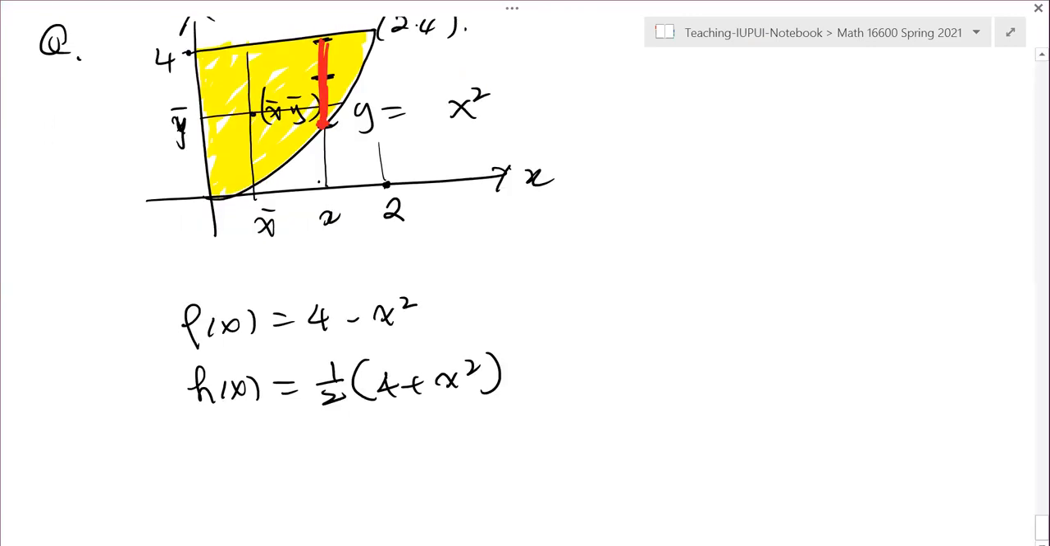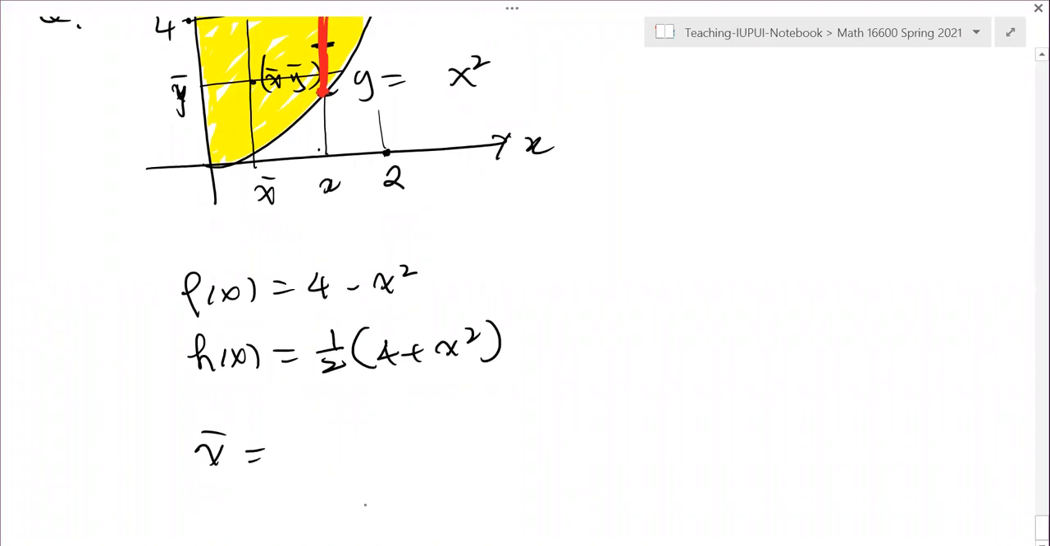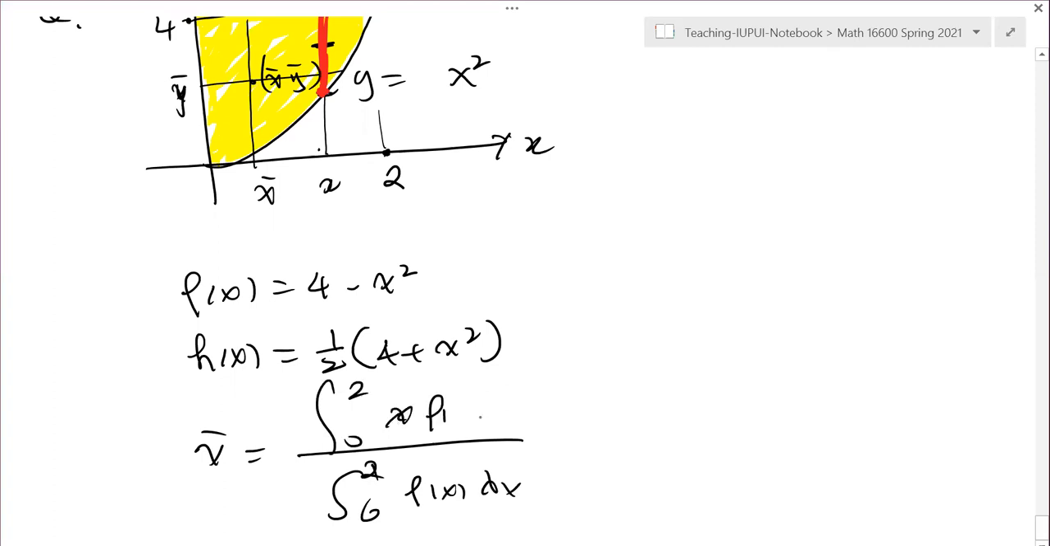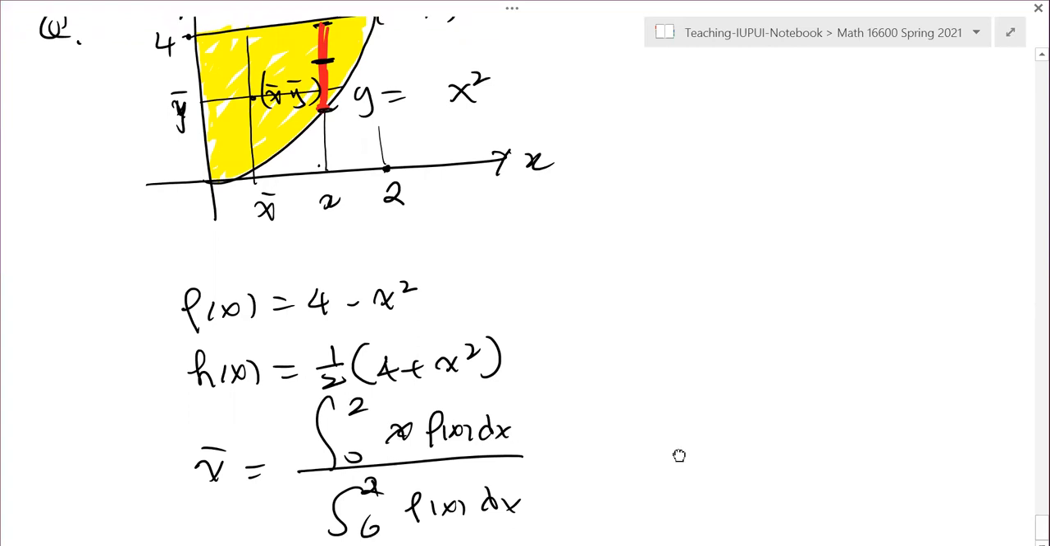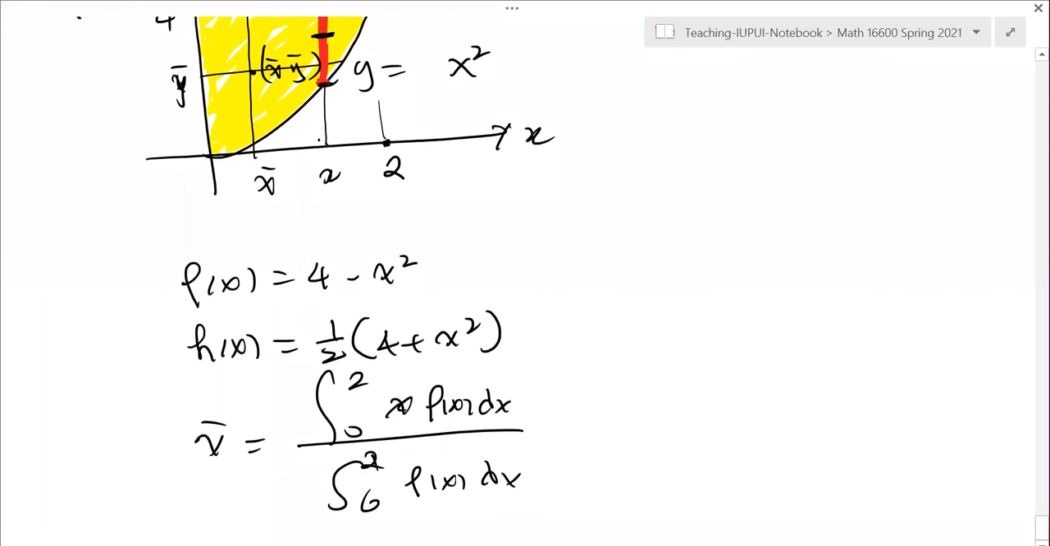So x bar is going to be the integral from 0 to 2 of x rho of x dx. You write down the formula, from 0 to 2 of x rho of x dx. We calculate this by assuming the whole region collapsed to the x-axis. So you get a density function, and you find the center of that piece on the x-axis.